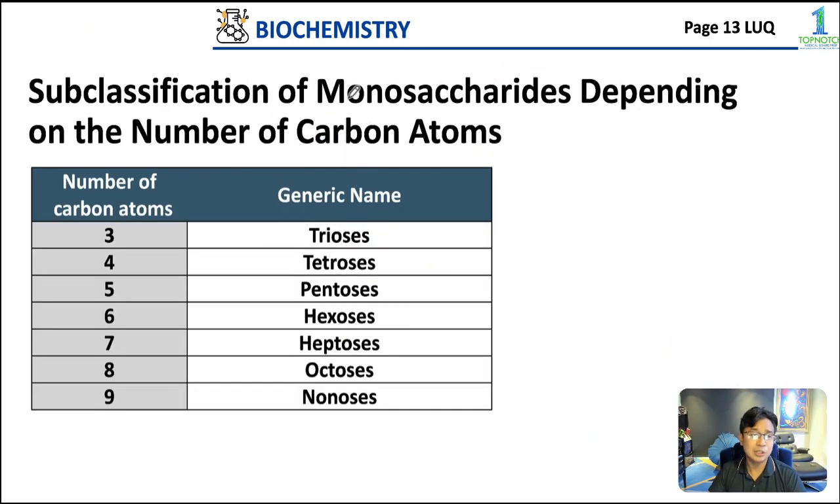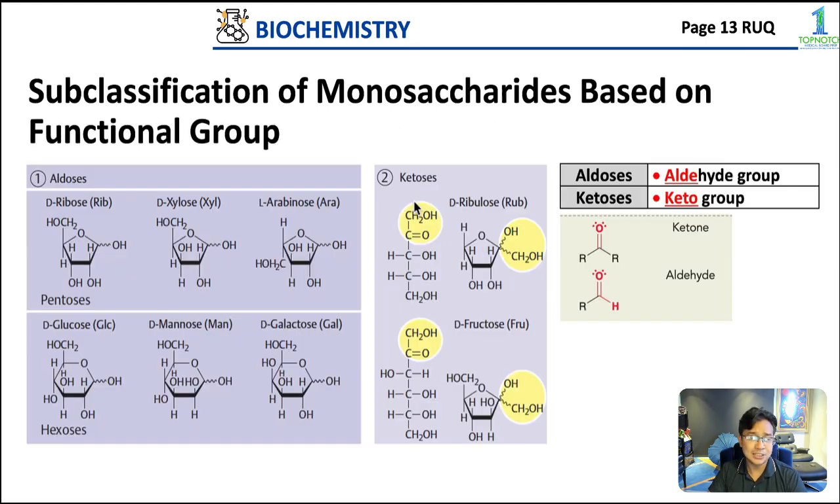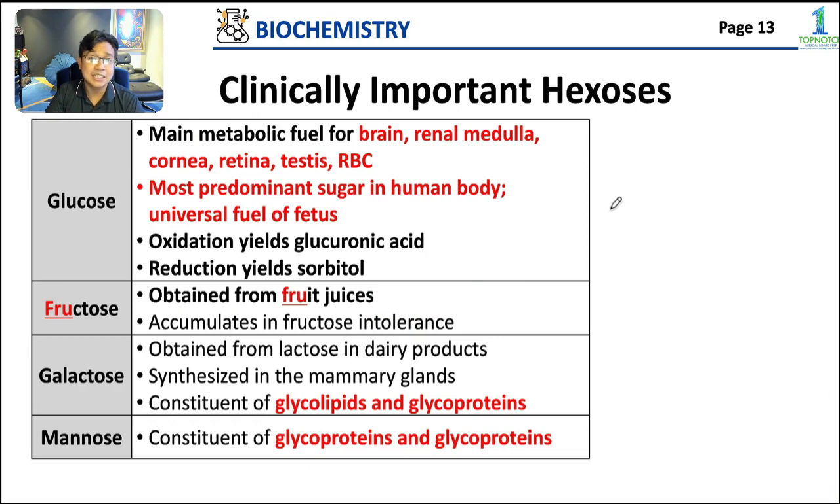Now, you can classify your monosaccharides depending on the number of carbon atoms present. So, if you have 3, trioses, 4 tetroses, 5 pentoses, and so on. And take note as well that monosaccharides can also be classified based on their functional group. They can be aldoses, having an aldehyde group, or ketoses if they have a keto group present. And these are your clinically important hexoses. So hexoses meaning the monosaccharide has 6 carbon atoms.